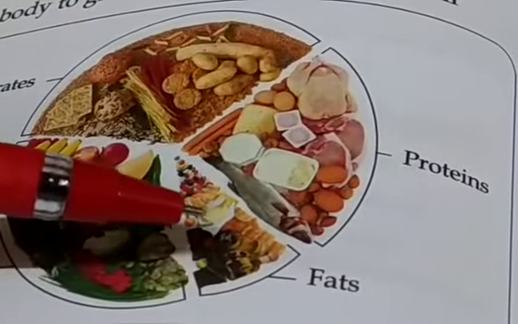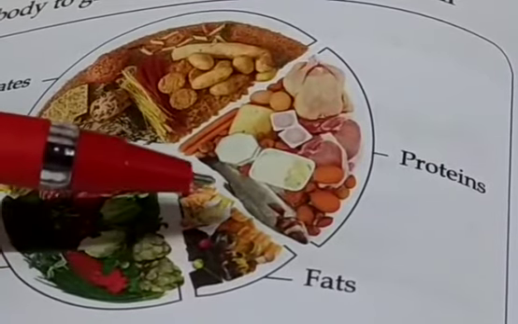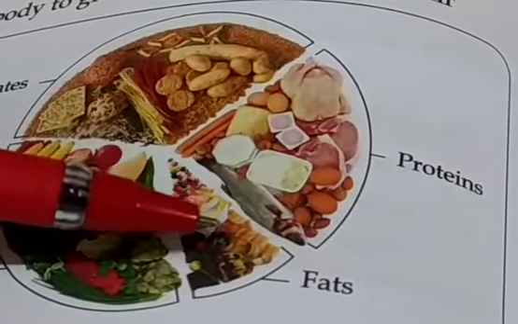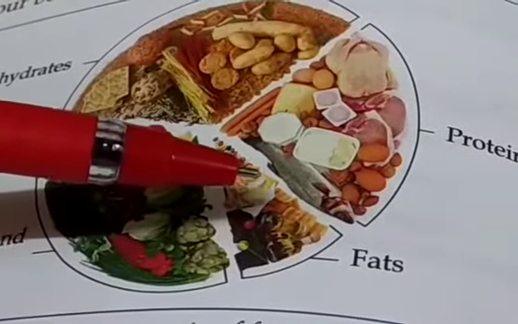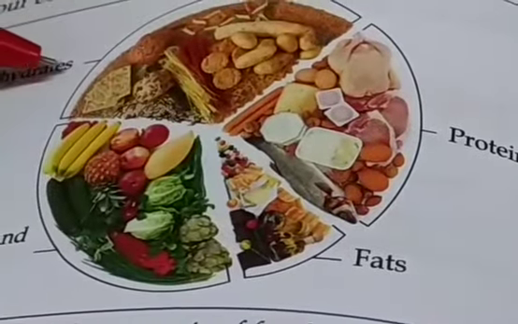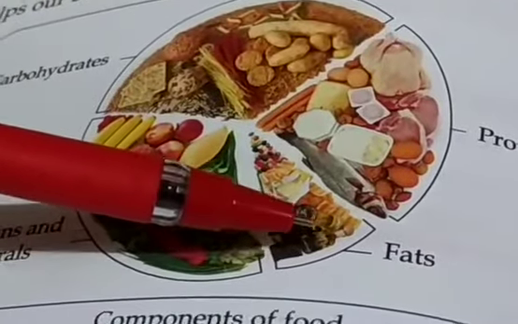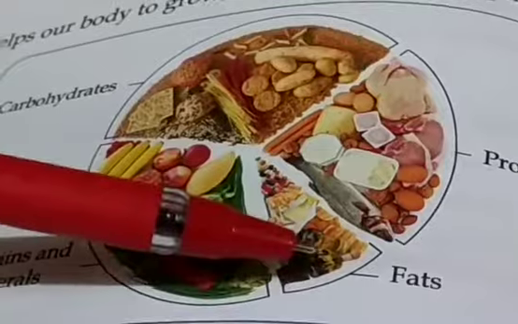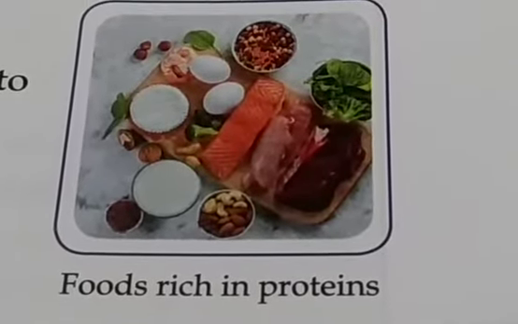But too much fat is very harmful to our body, so we should not eat too many fatty things. But fats are important for growing children. Did you get me? So remember, carbohydrate and fats are what kind of food? Energy giving food. Next we will go to the other nutrient, that is protein.